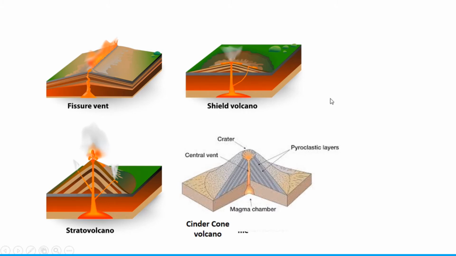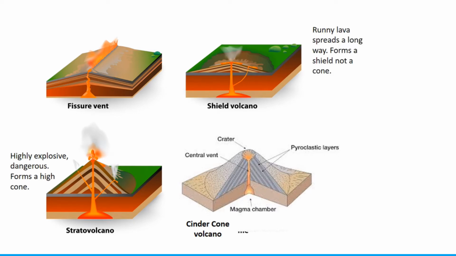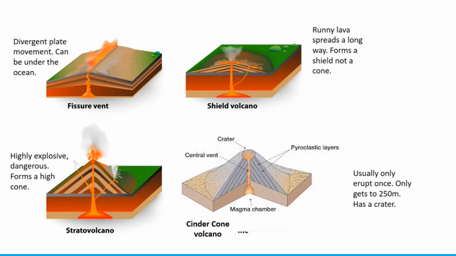So 4 main types. Here's a quick reminder of the main features. Stratovolcano is highly explosive, forms a high cone. Shield has runny lava, spreads a long way. Cinder cone only gets to about 250 meters high and will have a crater. A fissure vent is caused by divergent movement, and it can be under the sea. Okay, those are the 4 main types.